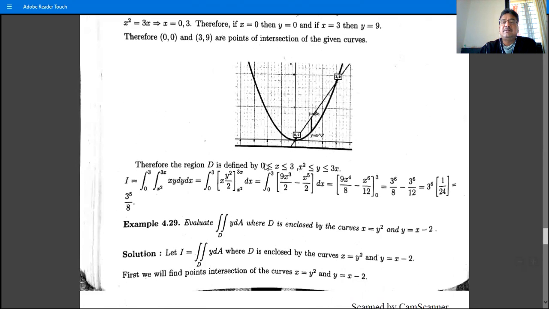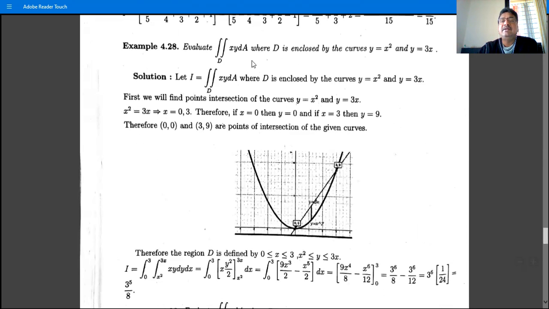So similar problem, next problem. Evaluate double integration over D, and D is enclosed by the curves y is equal to x square and y is equal to 3x. So y is equal to x square means the parabola is around the y-axis. This is the parabola y is equal to x square, and y is equal to 3x. Draw like this. Y is equal to 3x.